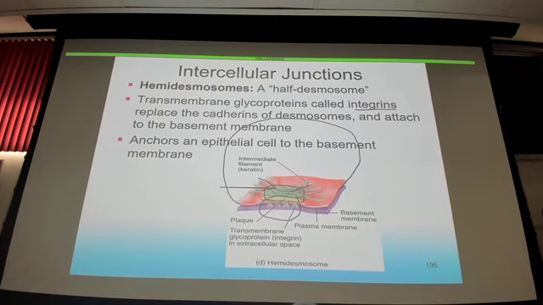I have a question. Yes? What makes the structure of intermediate filaments stronger than the microfilaments? They're just larger, as in size. Did y'all hear that? What makes intermediate filaments stronger than microfilaments? And the only real thing would be their size.